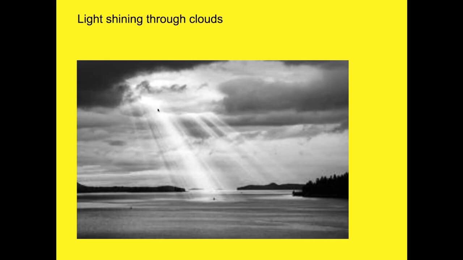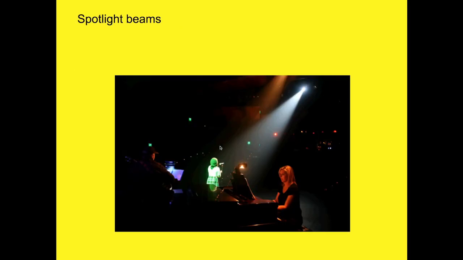You can see here light traveling from the sun behind the clouds through gaps in the clouds, and you can see the beams or rays of light coming through here. And the reason that you can see the beams at all is because they are reflecting off dust in the atmosphere. Again, spotlight beams, and you can see the light reflecting off the dust in the atmosphere and the air here. And again, same idea here. Lasers, of course, are very fine beams of light, or can be very fine beams of light.